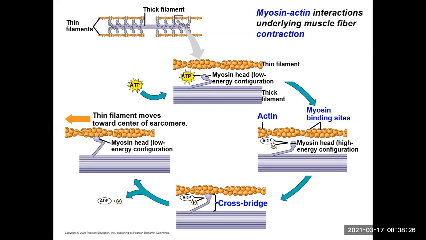Stop the cross bridge between the head and the binding site. Stop the binding of the myosin heads to the binding sites. This bridge between them, the cross bridge, if you stop it, you stop the contraction, right?